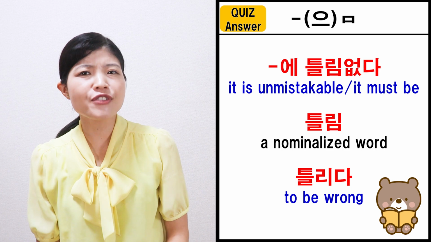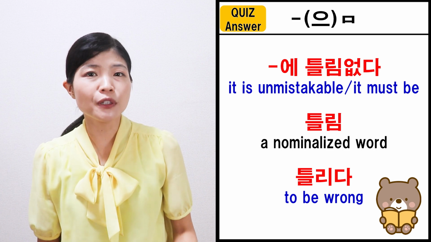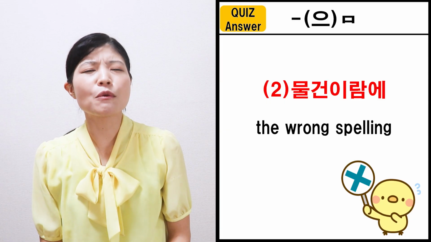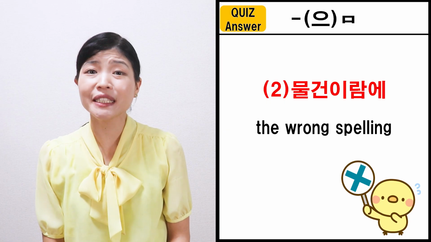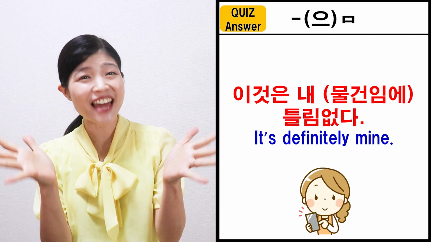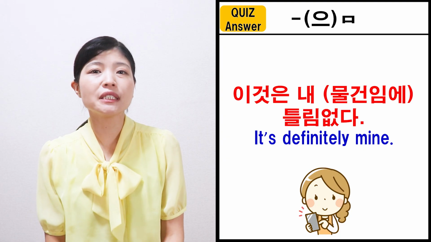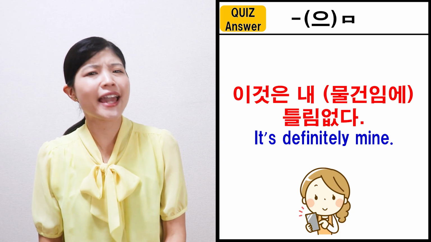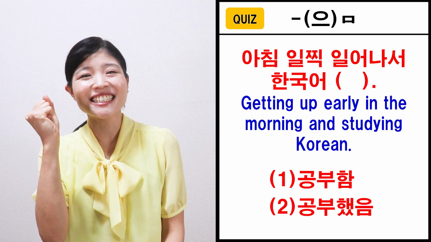If you are aware of this grammar, there are many words that you already know. Number 2, 물건이라며 is the wrong spelling, so don't use it. Now, let's read it together. 이것은 내 물건임에 틀림없다. Please read the two nominalized words carefully. Let's look at the next quiz.